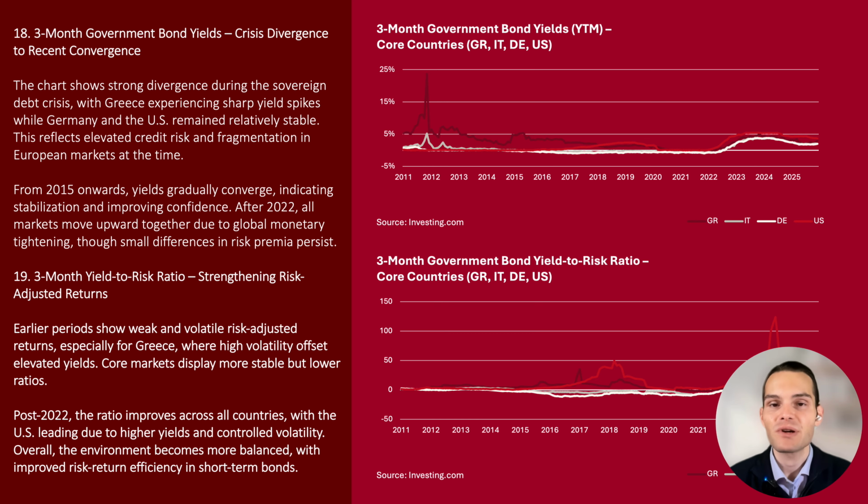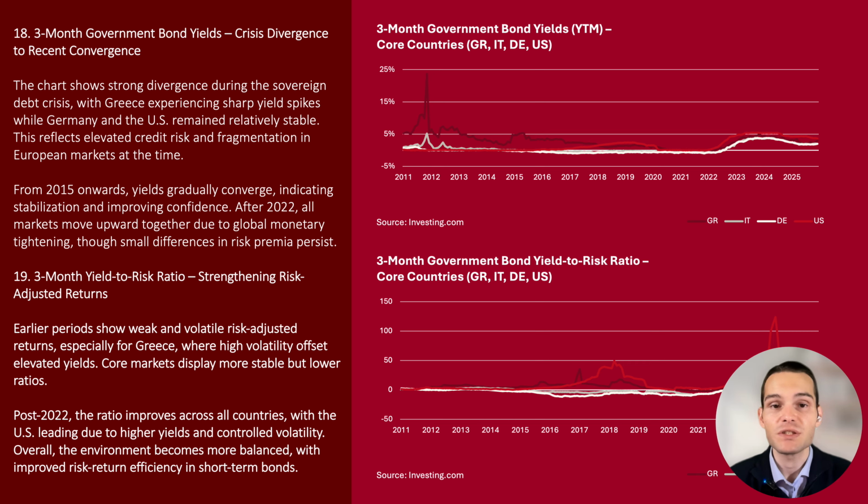This chart compares 3-month government bond yields across Greece, Italy, Germany, and the United States. The divergence during the European sovereign debt crisis is immediately visible, with Greece experiencing a dramatic spike in short-term yields, while Germany and the US remained relatively stable. From 2015 onward, yields gradually converged as market conditions improved and investor confidence returned.